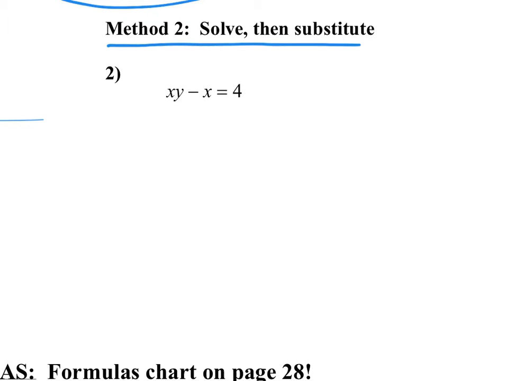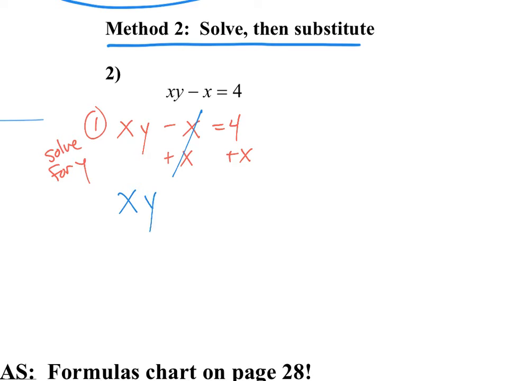So we're solving for y. So put step 1, take your equation. This is solve for y. So to get y alone, we have to get rid of this minus x. So we add x. All right? The x's cancel, and we end up with xy equals 4 plus x.